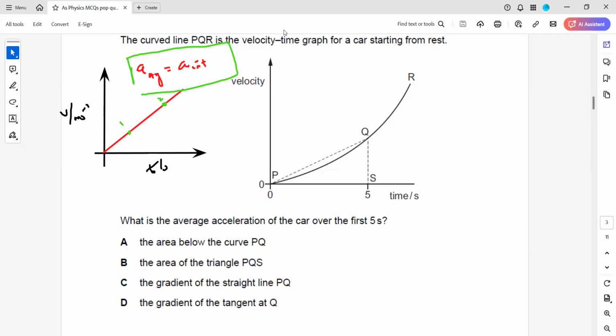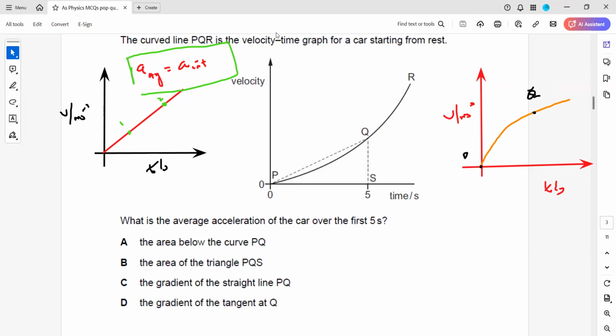But what if we have a curve? If we have a velocity time graph and it's a curve, it means the acceleration is not constant, it is continuously changing. Say the acceleration was decreasing and we had a graph like this, and I mention a point, say this is point P and this one is point Q. And I need the average acceleration.